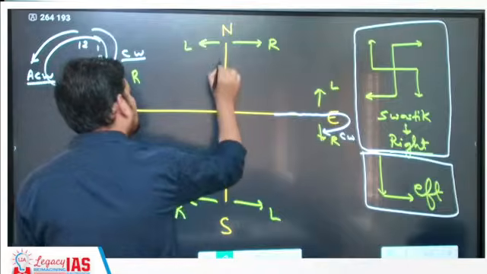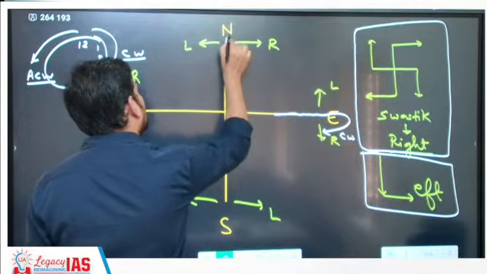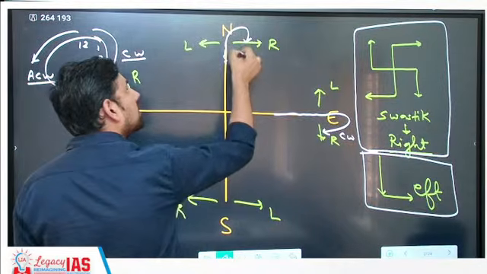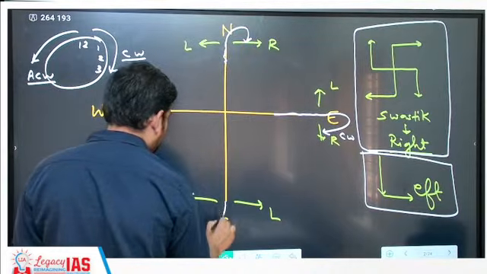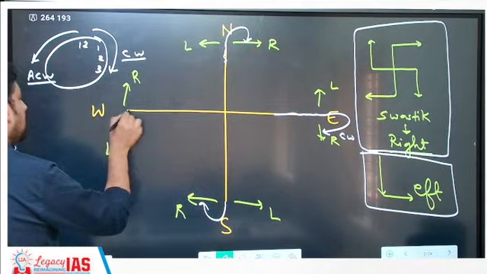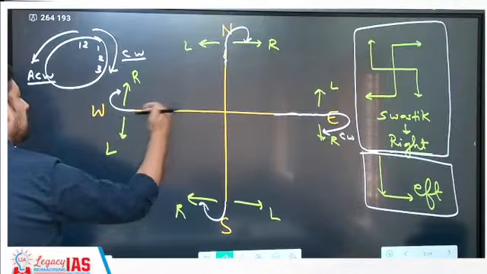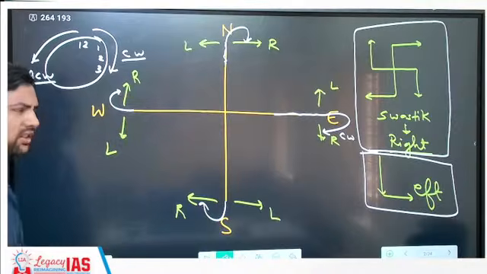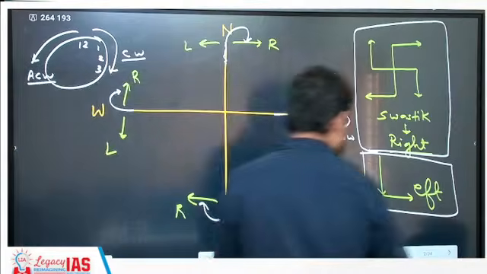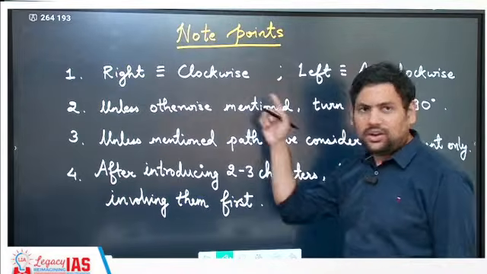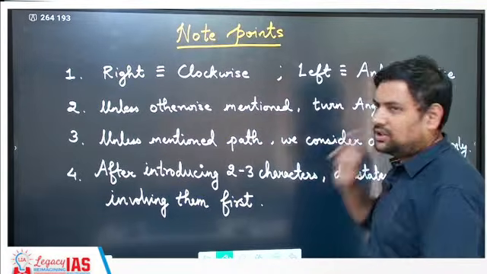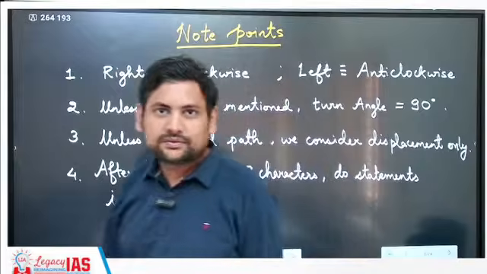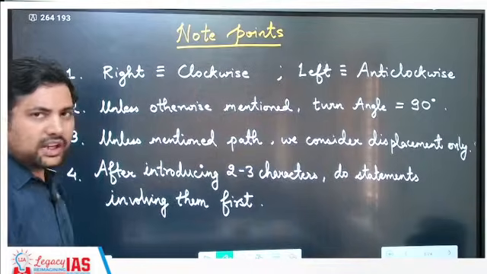Now you look here also, he is going north like this, then right is again towards clockwise. Similarly here also right is clockwise. Similarly here also you can see if he is turning like this, this is clockwise. So right is always equal to clockwise, and left is always equivalent to anti-clockwise, correct? This you should always try to remember.